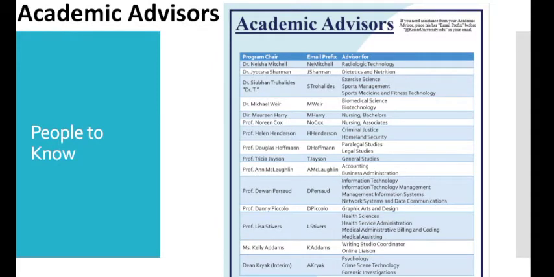Before we get started, I wanted to make sure that you are aware that you will have an academic advisor for your particular program. Listed here are each of the program chairs, and if you need to reach any of them, you would put their email prefix before at keiseruniversity.edu. So for example, if you needed to reach Dr. Mitchell, who is the advisor for radiologic technology, you would write N.E. Mitchell at keiseruniversity.edu.